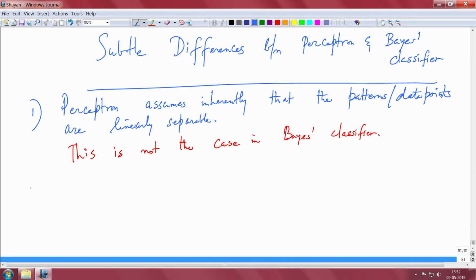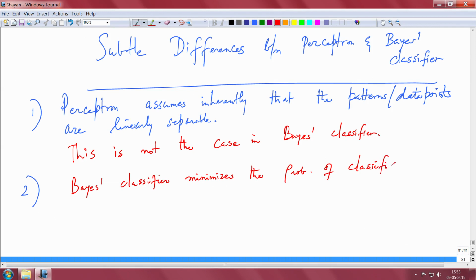The other subtle difference is, I will write this in red, for Bayes: the Bayes classifier minimizes in some sense the probability of classification error. And in the case of perceptron it is not the case, because anyway you assume the classes are separable. So, this does not imply.